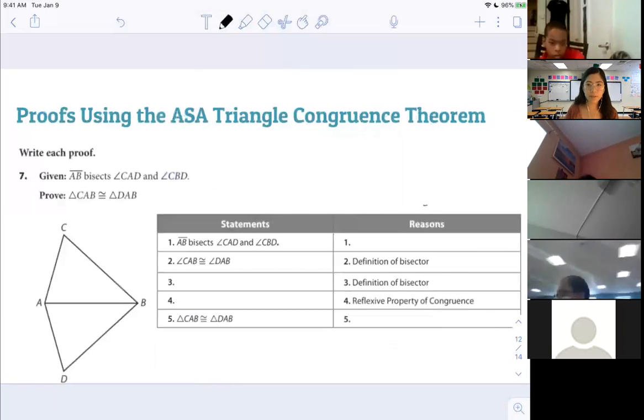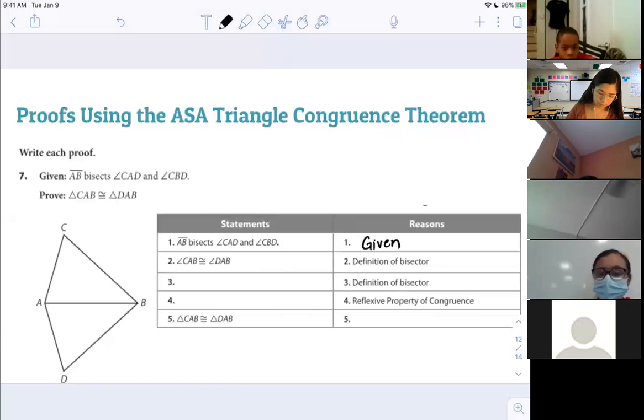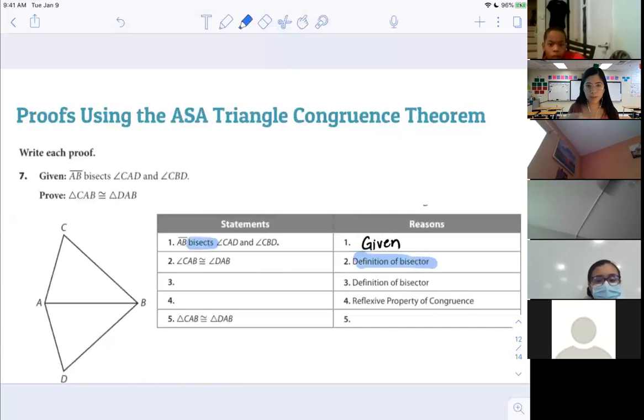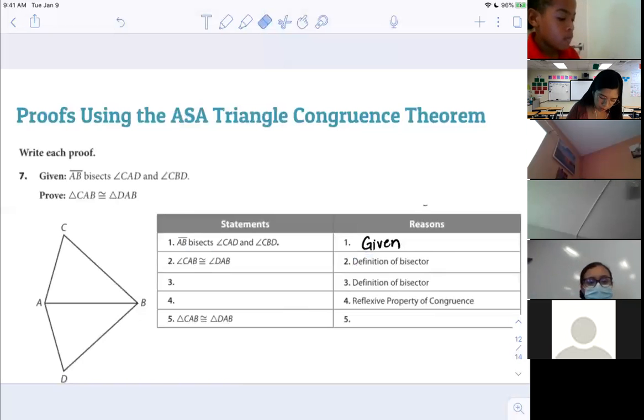Let's try another one. This one gives you a little bit more information, so we'll see if we can figure this one out. Given. Okay, number one, we always know given is given. Good. And notice, let me show you this again. They tell us the keyword bisect. What do they do in the second step? Second reason? They define it. See what I mean? So there's always going to be that sort of pattern.